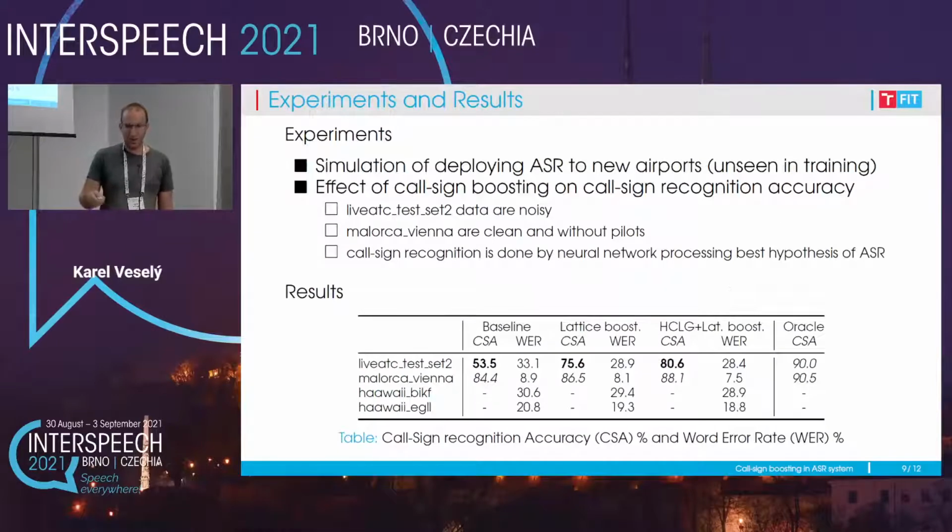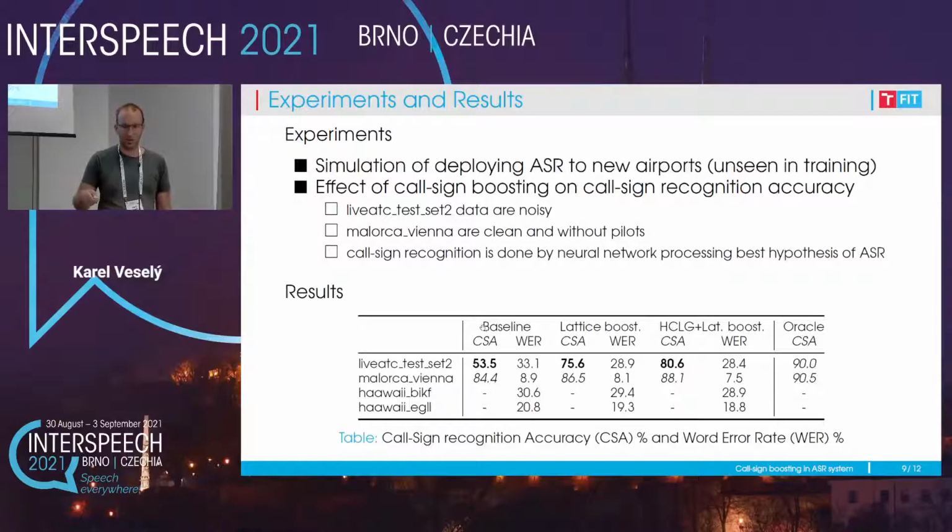And so here are some experiments. We try to simulate the case that we deploy ASR to a new airport, because it's a very practical way to think about it. And we are evaluating both the word error rates and the call sign accuracies.